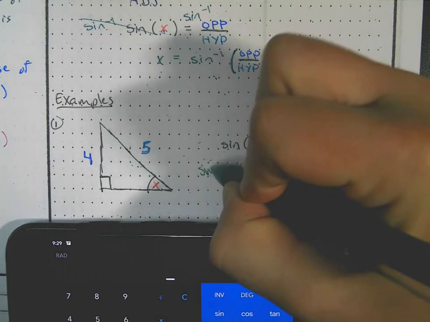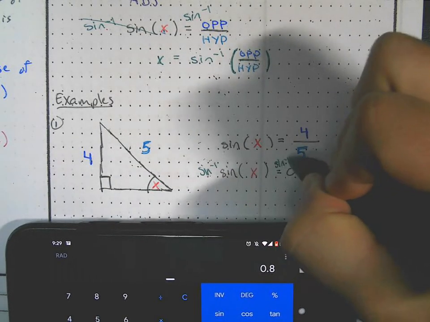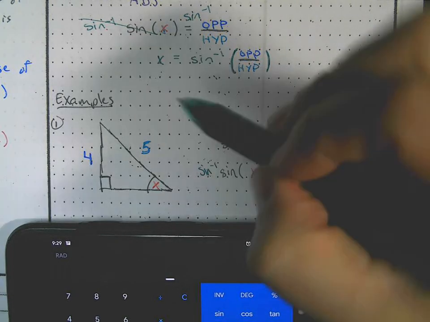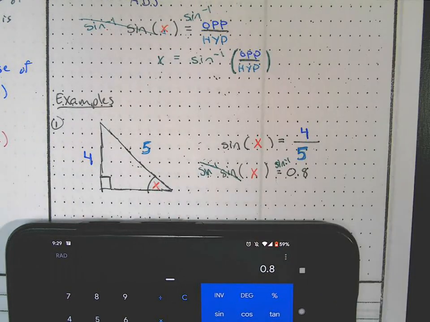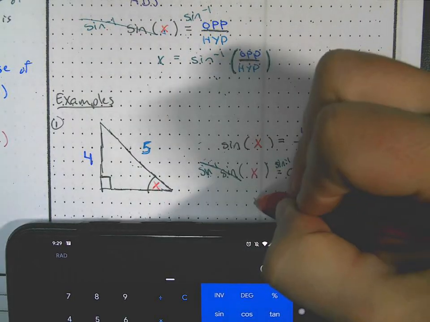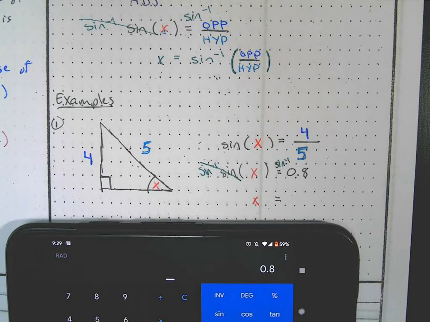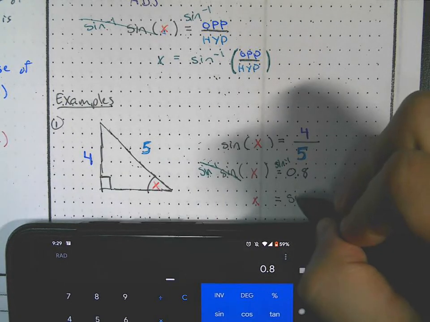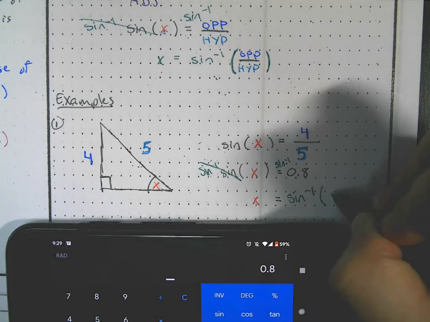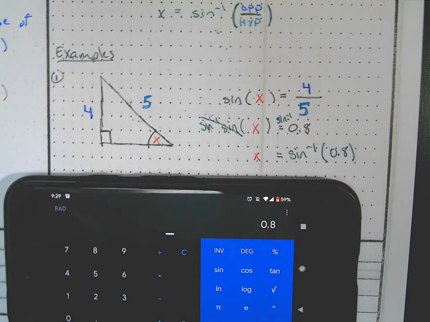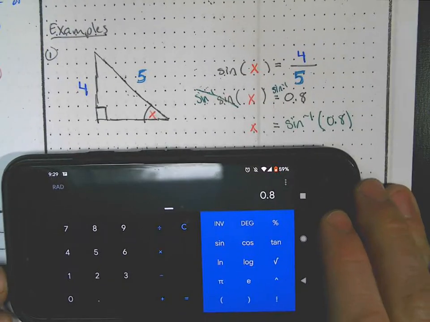So we'll say sine inverse, like so. This sine inverse cancels that sine, so I'm left with x. And then equals, now we have sine inverse of 0.8. This is where we have to use our calculator to finish this up.